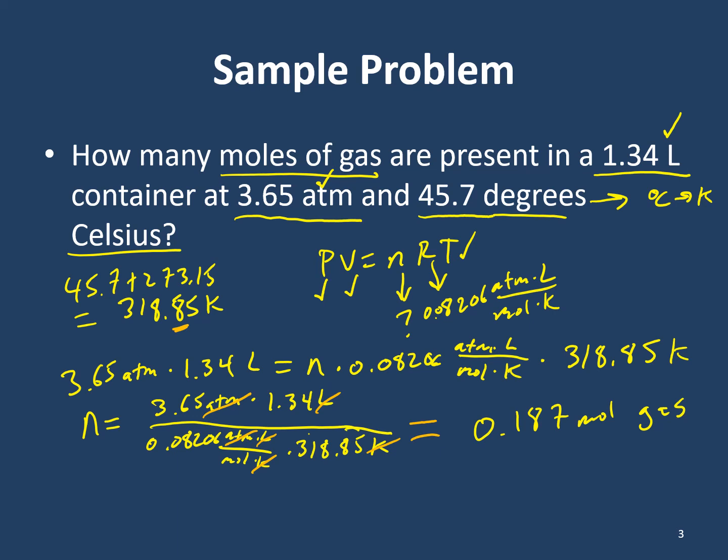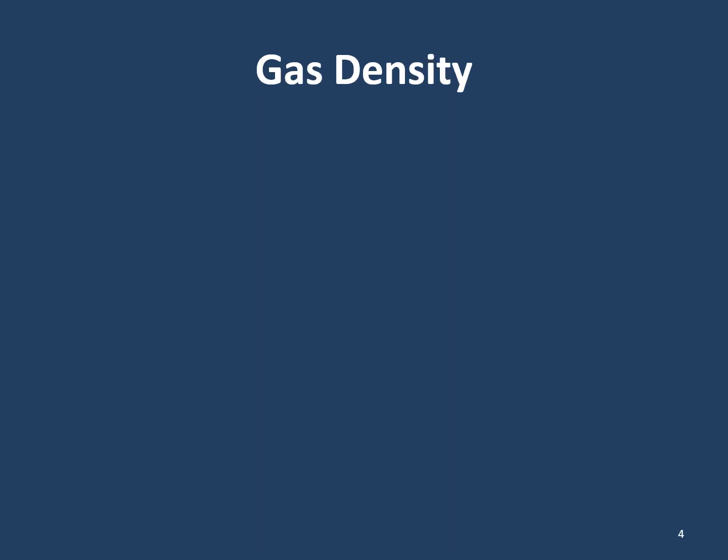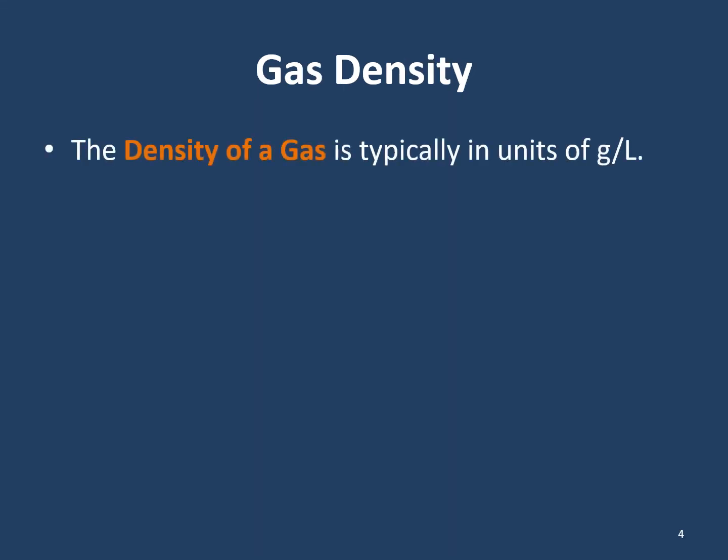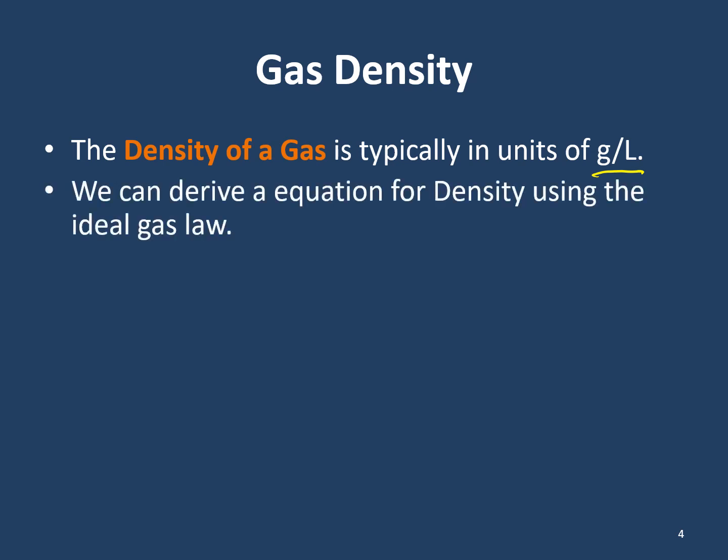All right, so if you have any questions, let me know. But let's move on to densities. So gas densities. Usually we list gas densities in grams per liter, and this is because their density is very small. Generally, gases have lower densities than solids or liquids, and we can actually derive the equation for density of a gas using the ideal gas law.